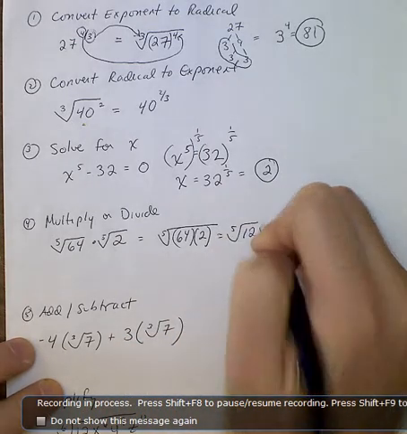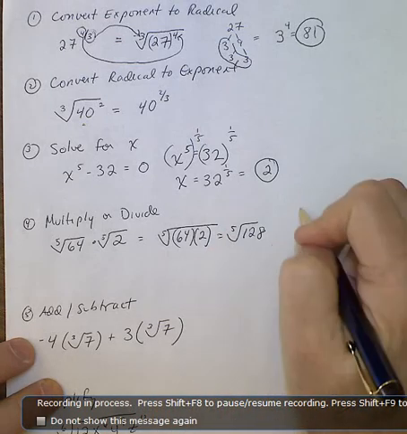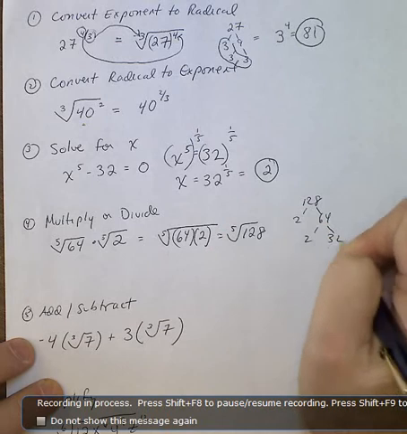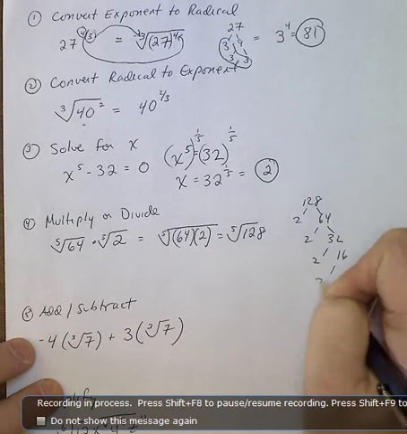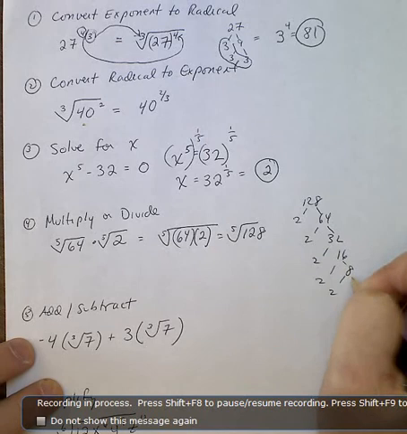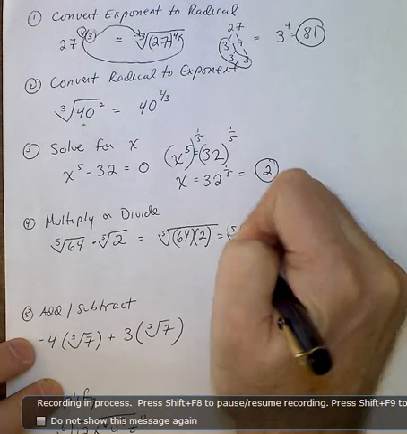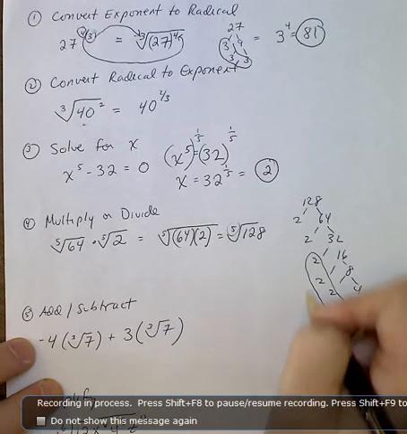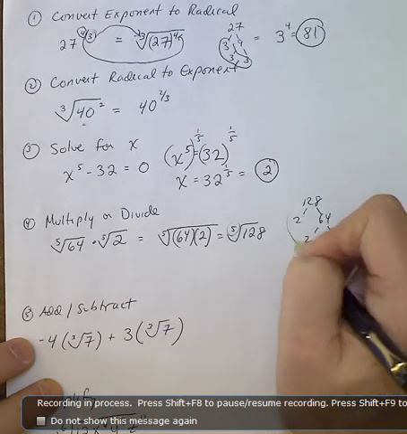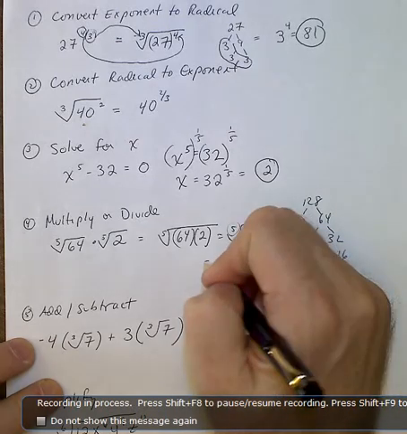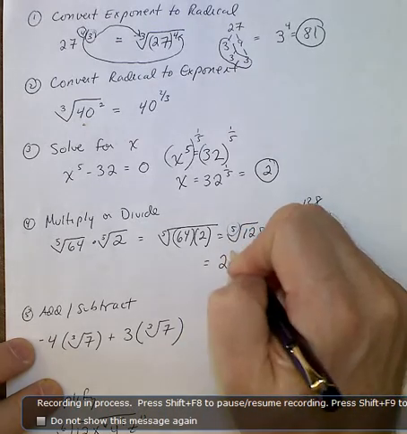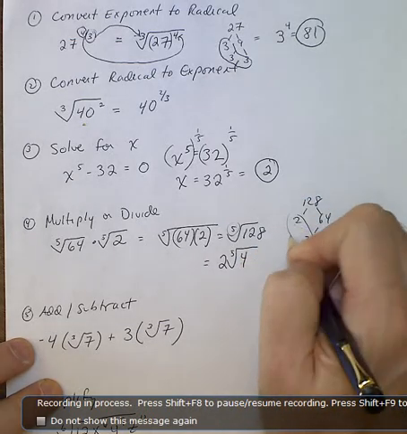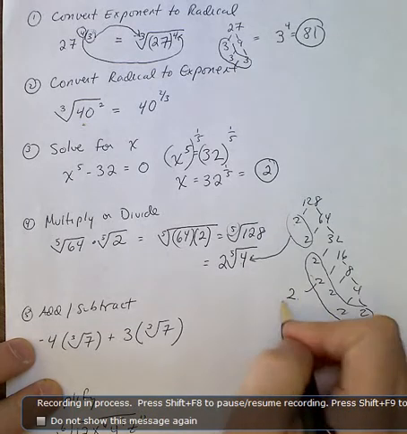Now you're not done, you need to simplify 128. You draw your tree, and we're looking for groups of 5. So I have 5 right here. That group of 5 comes out as a 2, and I have 2 orphans. So this 5th root of 128 is 2 times the 5th root of 4. The 4 is the 2 times 2, and these 5 2's came out as a 2 right here.